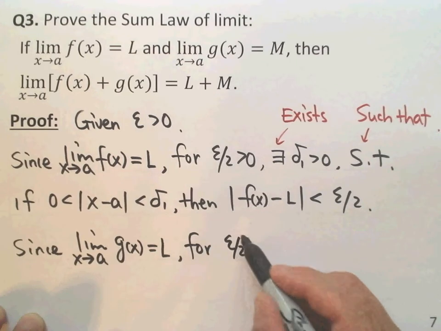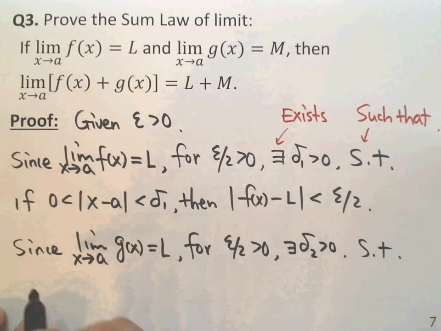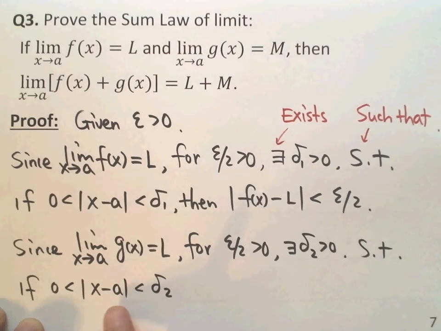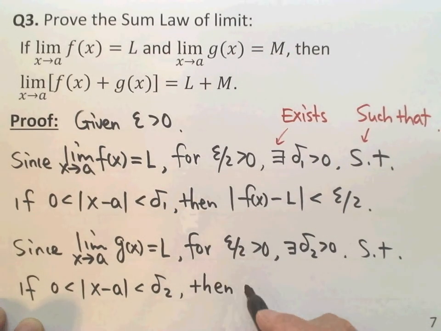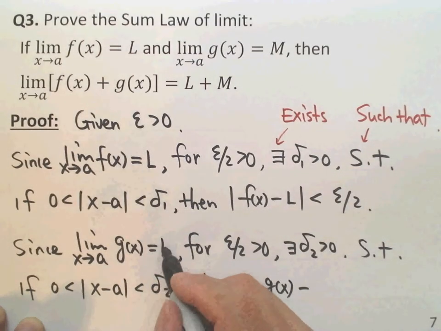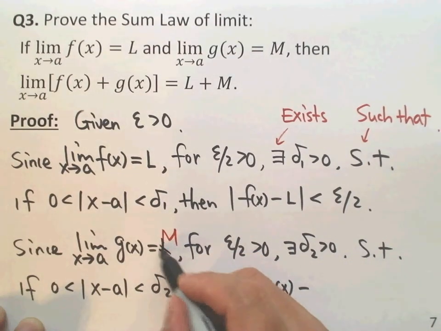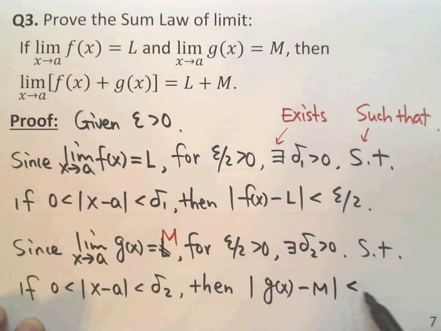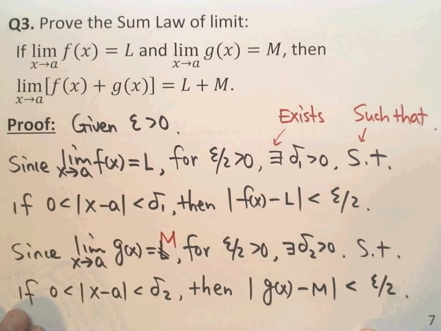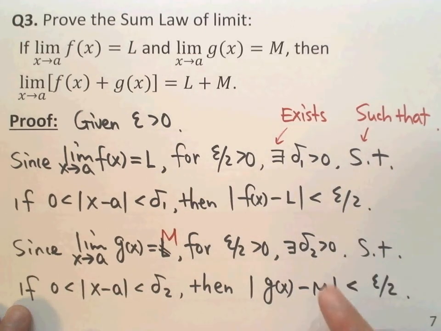Since the limit as x approaches a of g(x) equals M. Okay, now the same: for epsilon over 2, any number greater than 0, we can find, or there exists, a delta 2 greater than 0 such that if x goes into delta 2's neighborhood of a, then g(x) goes into M's neighborhood. Oh no, sorry, here is not L, here is M. So the distance from g(x) to M should be less than epsilon over 2. So you know the second step is similar to the first step.